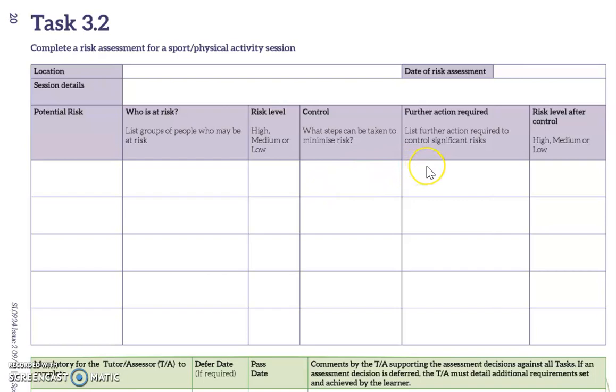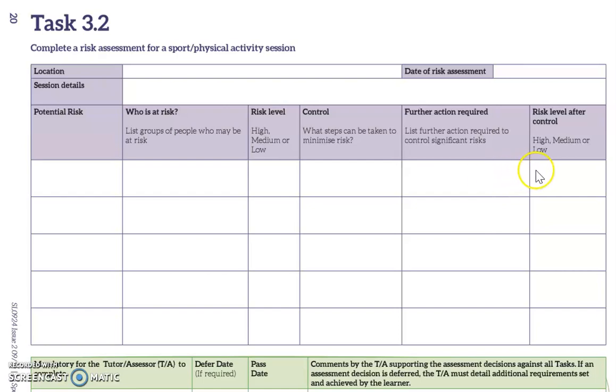And then, is there any further action required? So it says there, list further action required to control significant risks. So what could we include here in regards to reducing that risk even further? So is it important about telling the leader itself? Is it important about ensuring that next time the equipment's put out at the start or during the lesson?